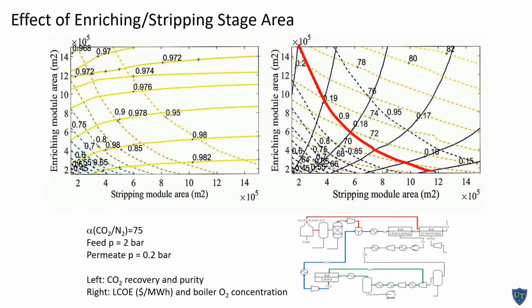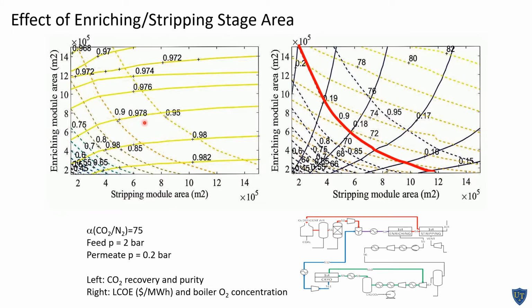And what's shown here are some preliminary results from the optimization study in which we varied the relative areas of the enriching stage and the stripping stage in the MTR process. We fixed everything else. We fixed the selectivity at 75, which is reflective of the material that MTR was using, and the feed pressure at 2 bar and the permeate pressure at 0.2 bar, which was also representative of the pressures they were considering operating at.